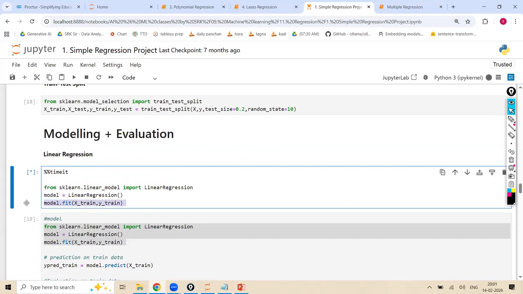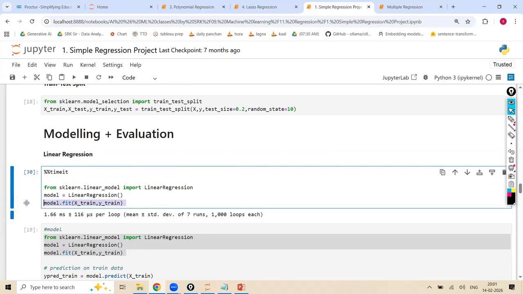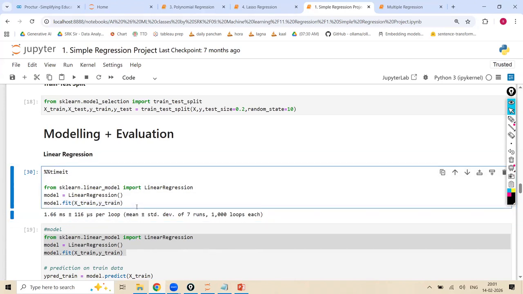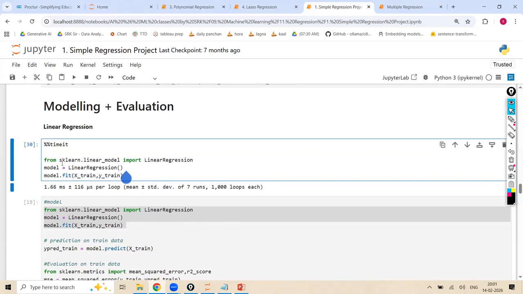Anyway, prediction is the same, accuracy is the same now. Accuracy is the same, so there's no need to check the time for accuracy calculation right now. We have to check only the time for training purposes. So what is the time here? 1.66 microseconds. And that is for each one, not for overall.